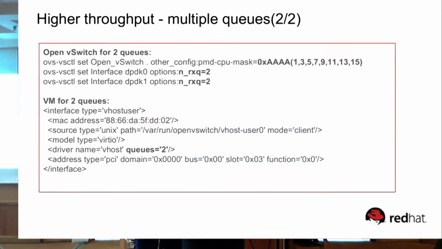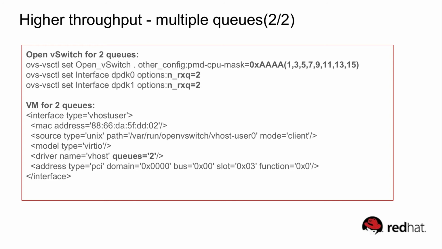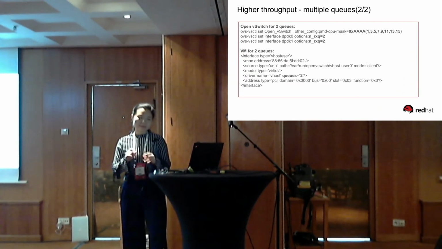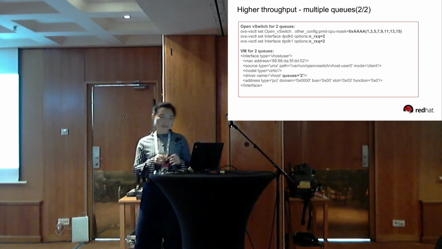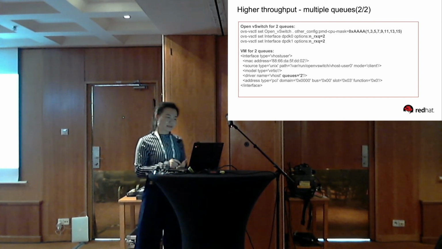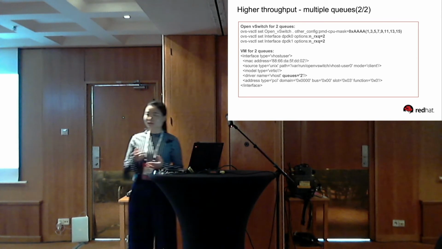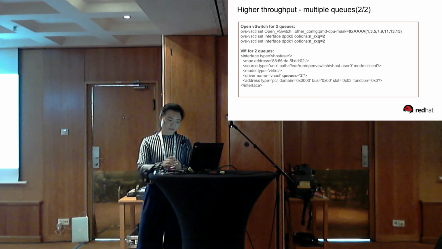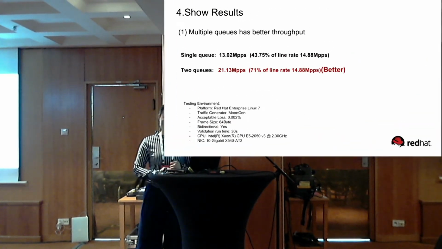This is the configuration. Configure it with the Open vSwitch: set the PMD dedicated cores and set the RX queues of the DPDK port. Below is the VM vhost-user with 2 queues. So this is the testing result.